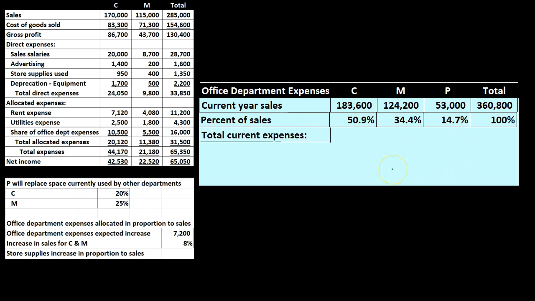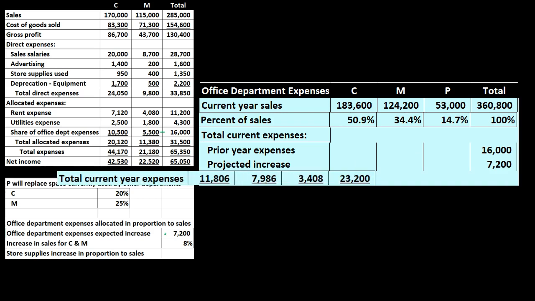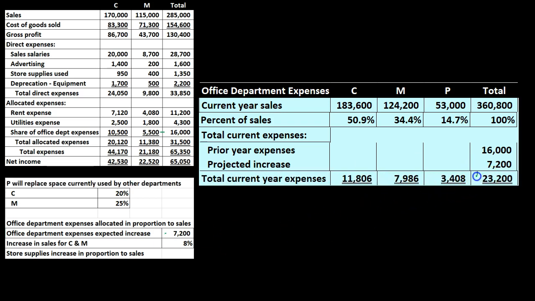Then we're going to take the total current expenses. That was the prior year expenses. That's going to be the 16,000. That's what we had last year, our 16,000. And we said that they're going to be increased by 7,200. That's what we're projecting to happen next year. So in total, it's going to go up by another 7,200. So we're going to start here. Our total is here. And then we just simply break this number out in accordance with our percentages.